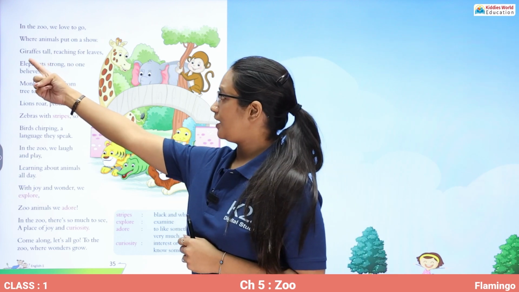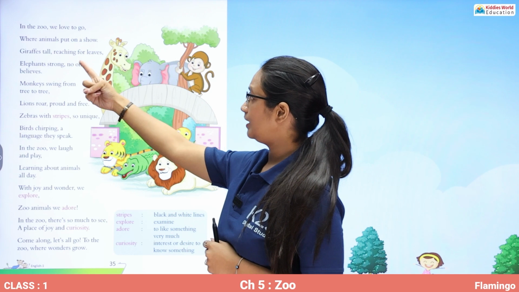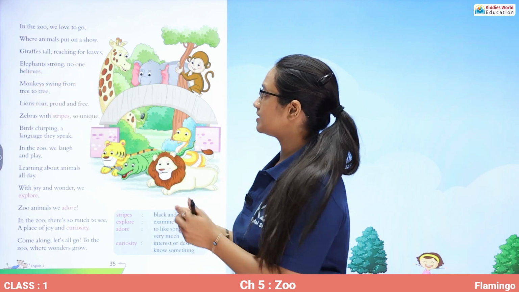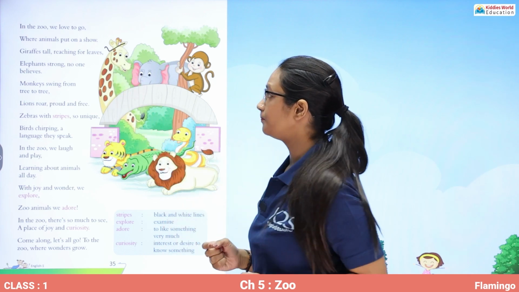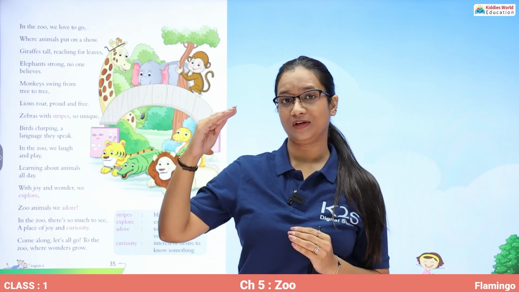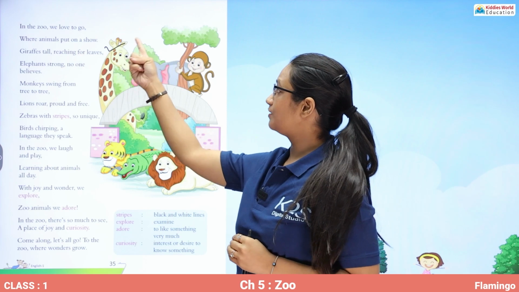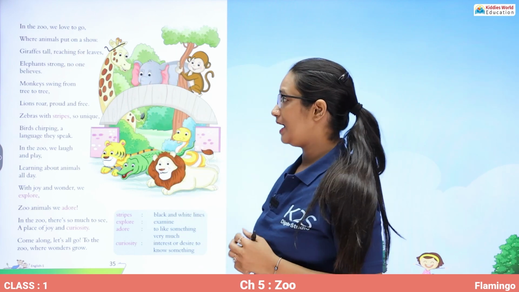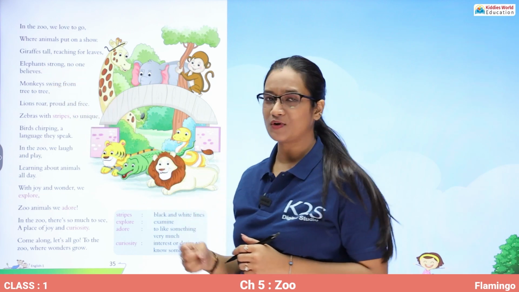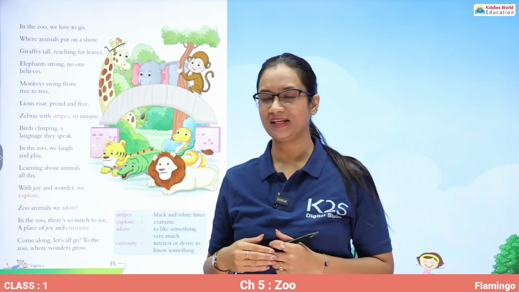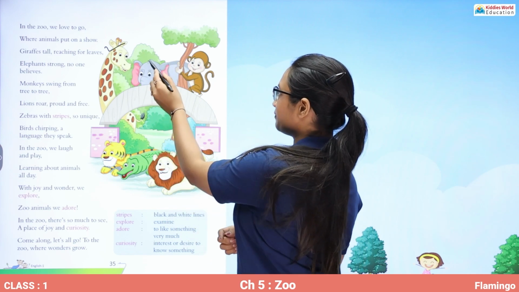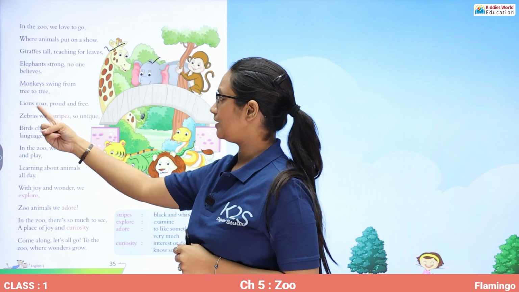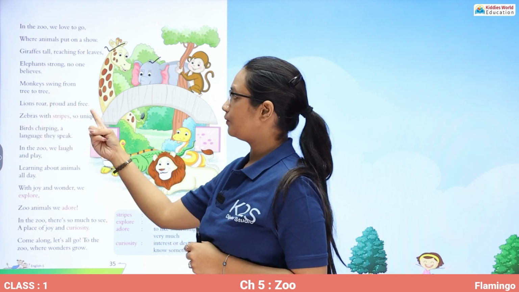Giraffes tall, reaching for leaves, elephant strong, no one believes. This is a giraffe, and giraffes are very tall, right, so that they can reach out for the leaves which are on the tree. And elephants are so strong that nobody really believes. This is an elephant. And then monkeys swing from tree to tree, lions roar, proud and free.